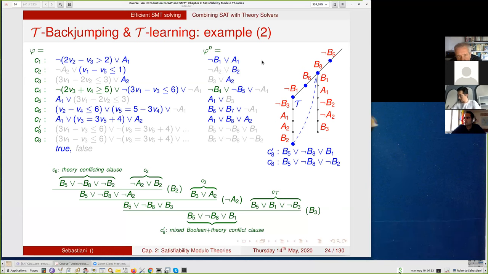So where is B3? B3, you have A1. Yes, because you unipropagate not A2 here, and so you can also unipropagate B3 here. Okay.